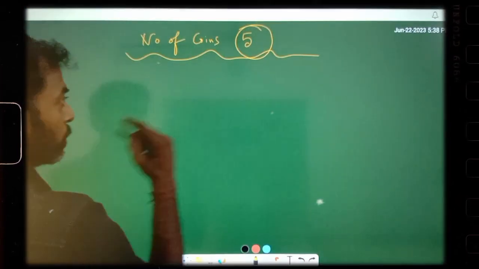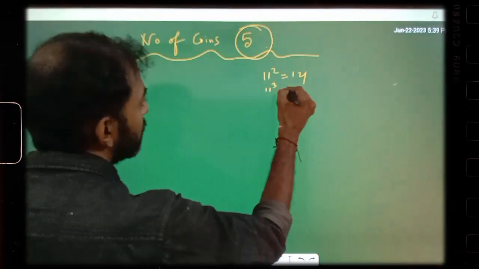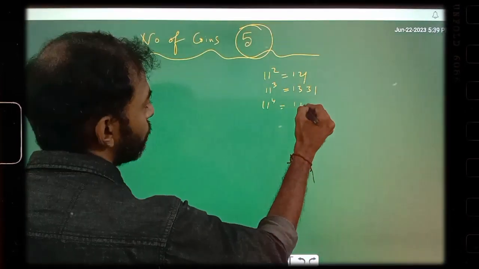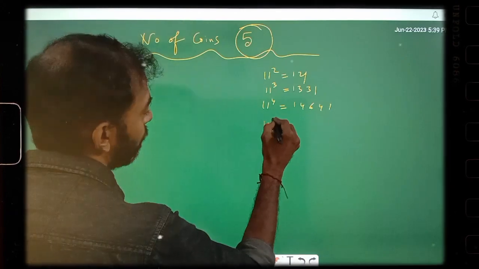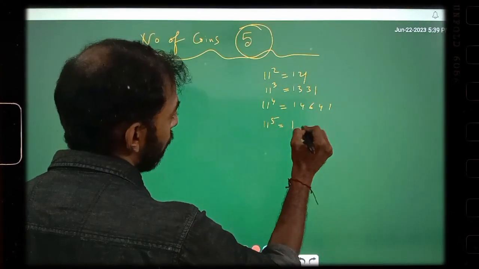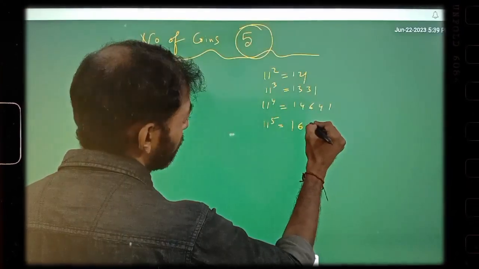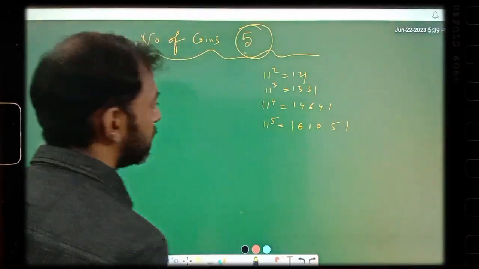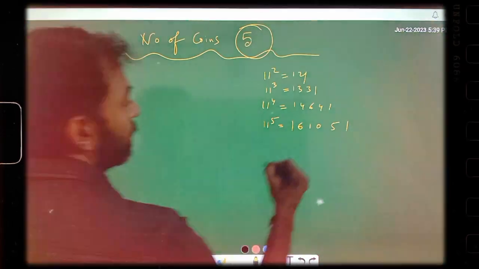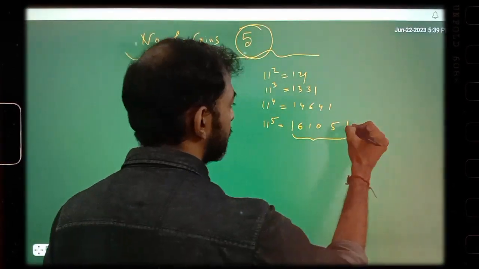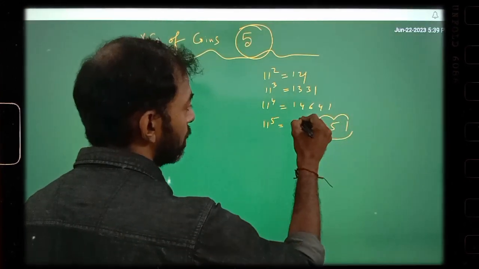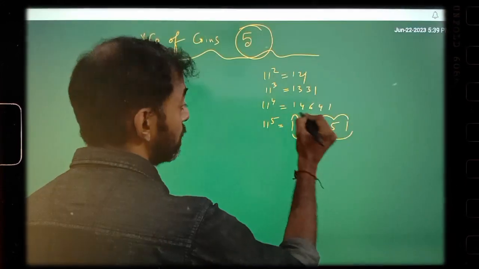That was the traditional method. For 2 coins, 11 squared is 121; for 3 coins, 11 cubed is 1331; 11 to the power 4 is 14641. Now in case of 11 to the power 5, that will be 161051. But here the sum of the digits is something like this: 5 plus 1 equals 6, 6 plus 0 is 6, plus 1 is 7, plus 6 is 13, 13 plus 1 is 14.